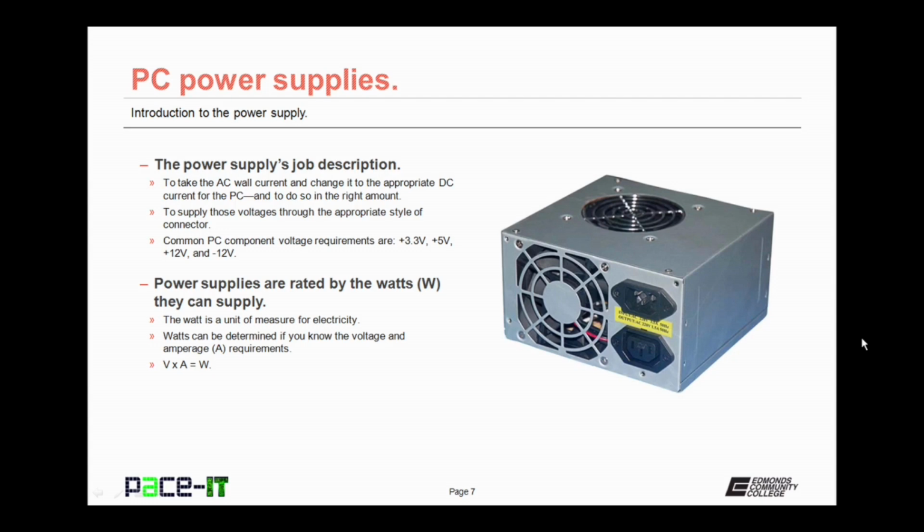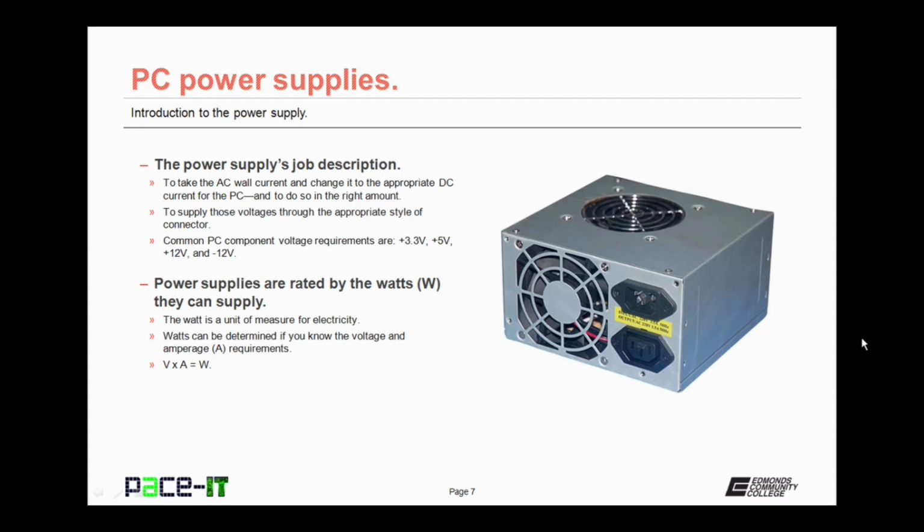So let's begin with the power supply's job description. It needs to take the AC wall current and change it to the appropriate direct current that the PC requires. And it needs to do so in the right amount. Not only does it need to supply the correct amount of DC current, but it also needs to supply it through the appropriate style of connector. Now the common voltages that a PC requires are 3.3 volts, 5 volts, 12 volts, and negative 12 volts. Yes, I did say negative 12 volts.